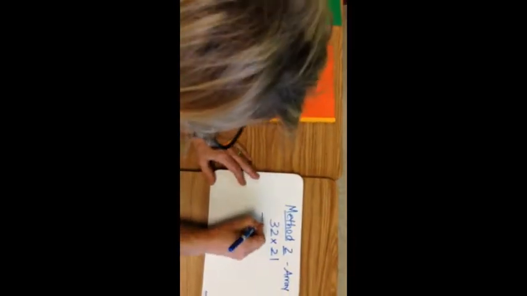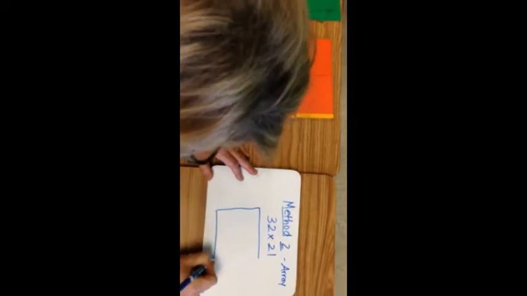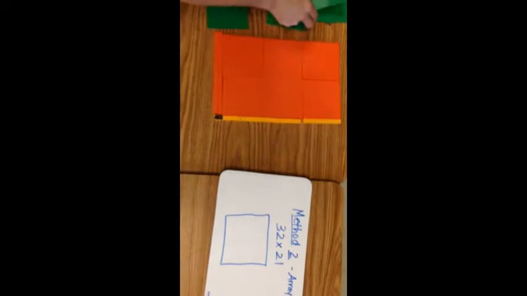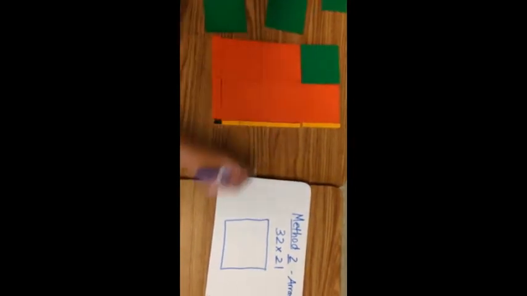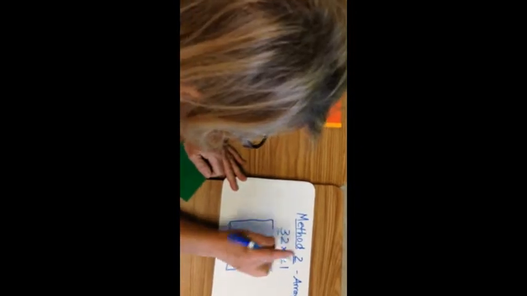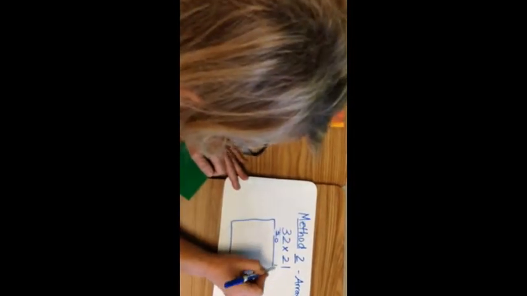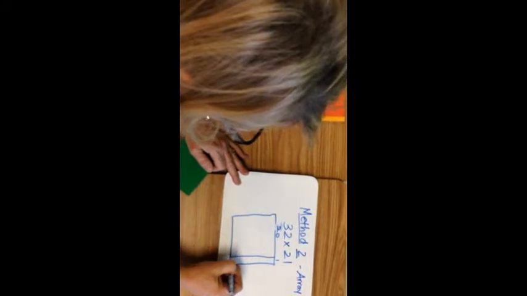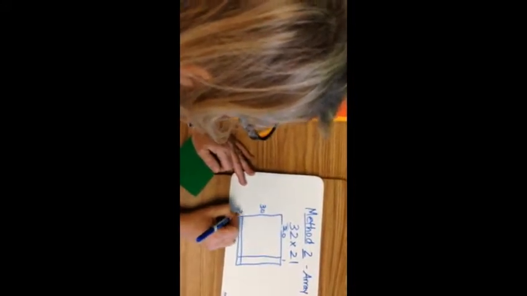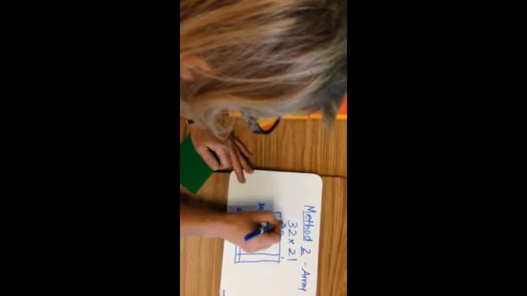I will show you how we draw arrays in class to represent that. Instead of drawing all the little blocks, I just basically group them into sections. I group them into tens and ones. I will make that 20 and a 1 over here. And I'll break this into tens and ones. And that will be a 30 and a 2.